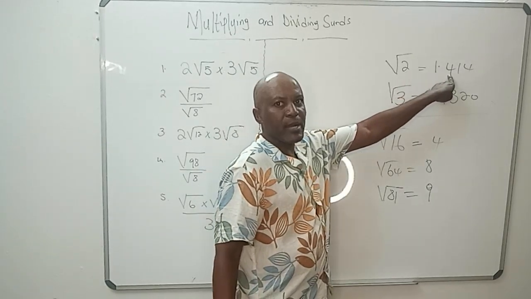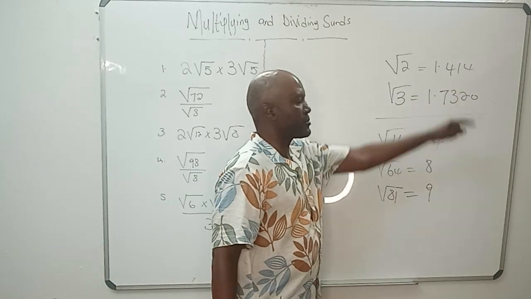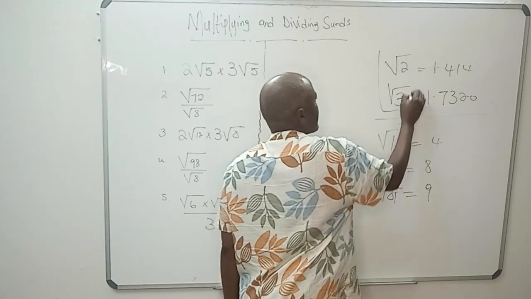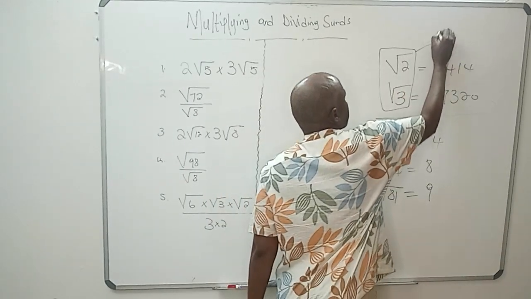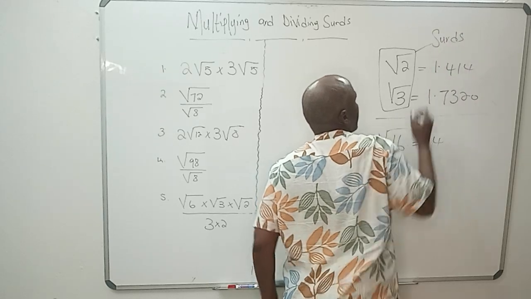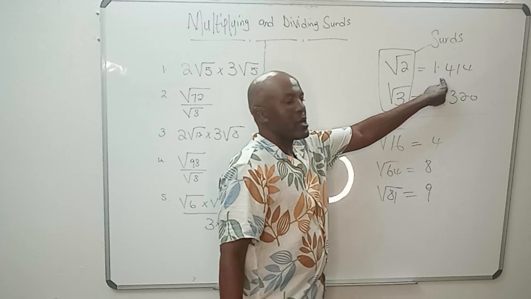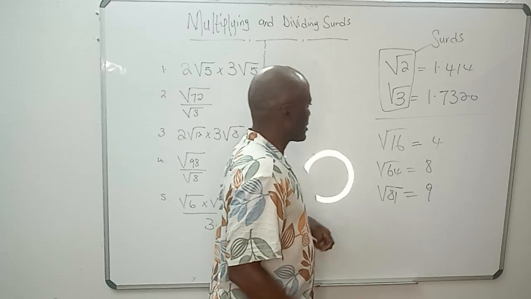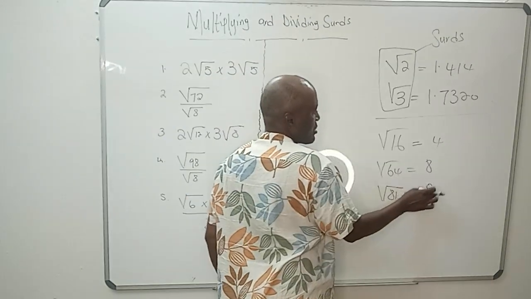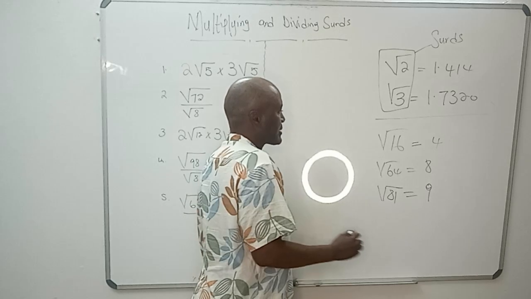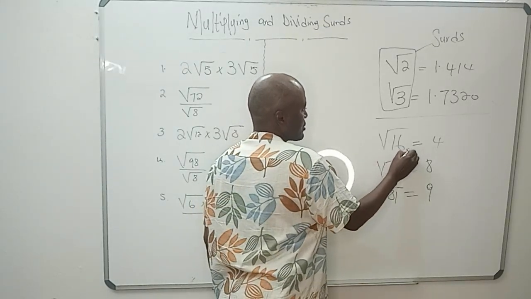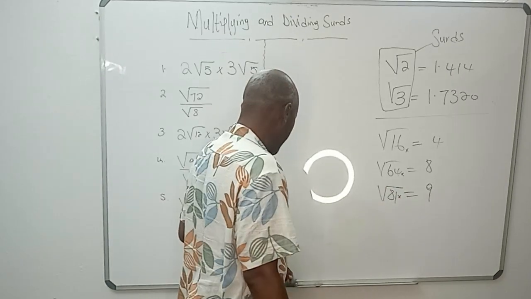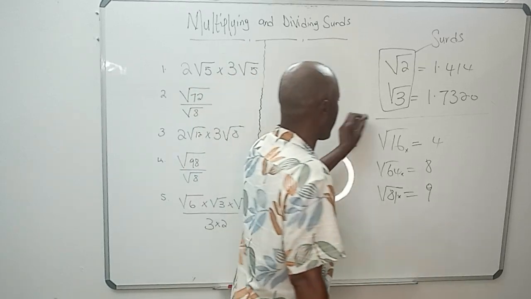Here we got a decimal fraction and also a decimal fraction. So as a result, we call these surds, because we didn't get a whole number. We don't get a whole number here. We get what? A decimal fraction. But here we got whole numbers. So those values, we call those values perfect squares. Okay? We call them perfect squares.